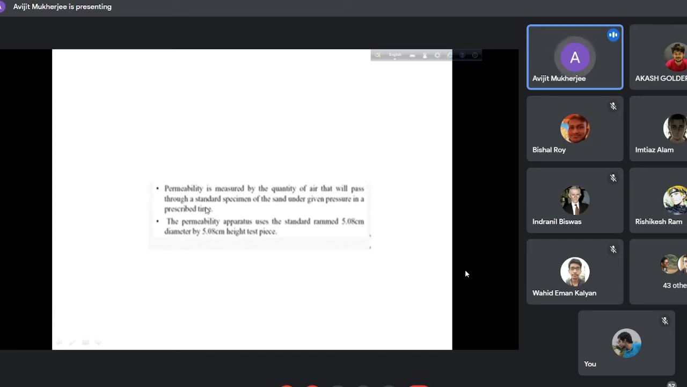Permeability is measured by the quantity of air, the volumetric amount, that will pass through a standard specimen. Obviously, you must prepare a standard specimen. Now, what is the standard specimen? It must have a cylindrical structure, a short cylindrical structure.